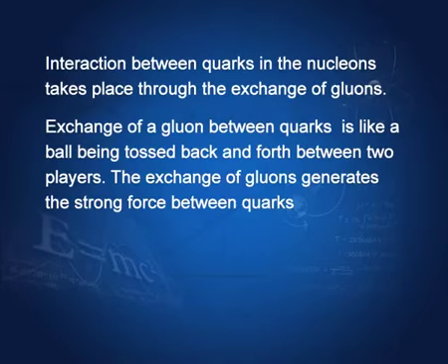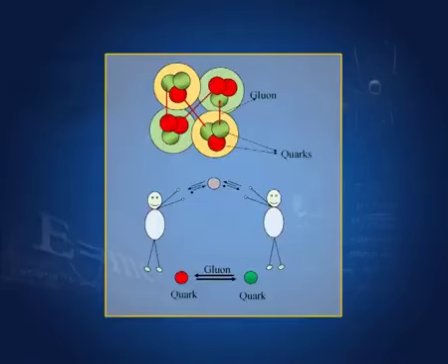So, what happens? The resultant of all these forces is the force felt by the nucleons. Interaction between quarks in the nucleons takes place through the exchange of gluons. Exchange of a gluon between quarks is like a ball being tossed back and forth between two players. As I said, if there are two quarks, then they continuously keep on emitting and absorbing gluons, and that is how they feel the force of one another. So, the residual force is the force that acts between nucleons. You can see these vectors in red from one quark to the other, and if you take the resultant or the residual, then that residual force is the force between nucleons.